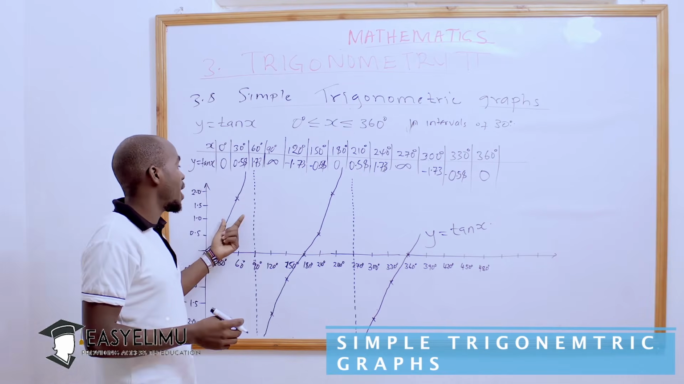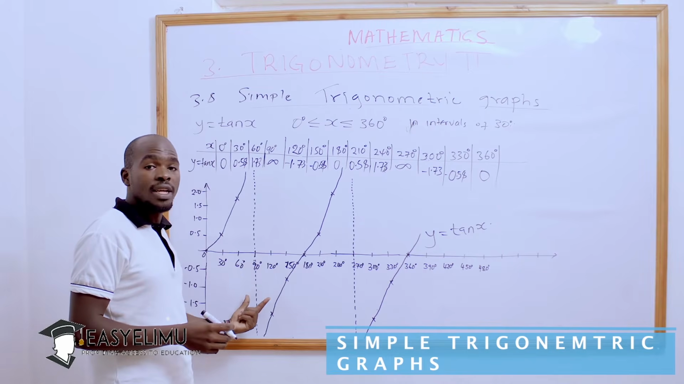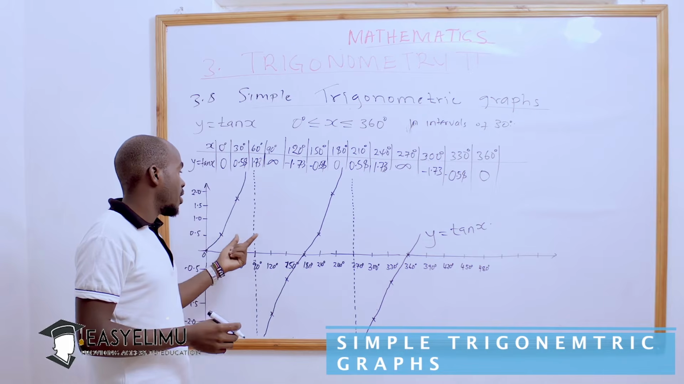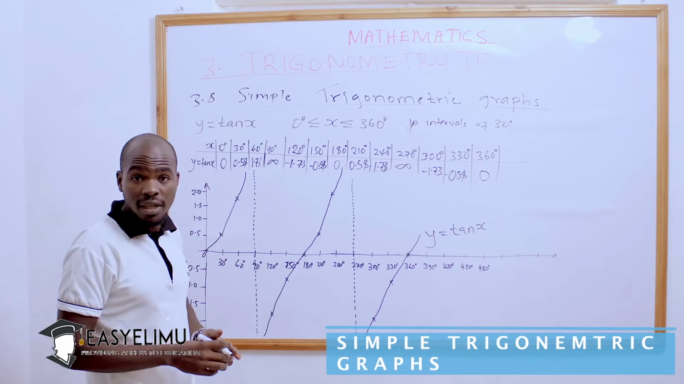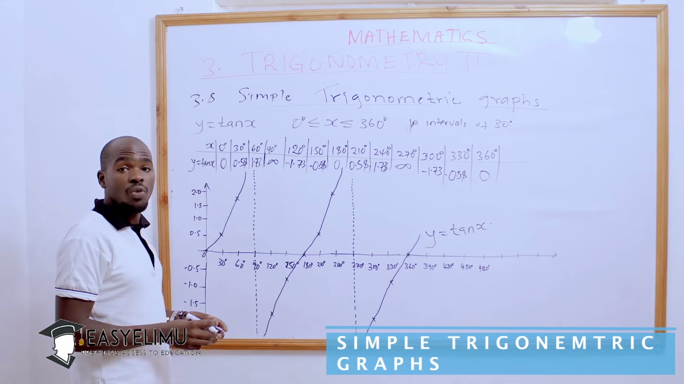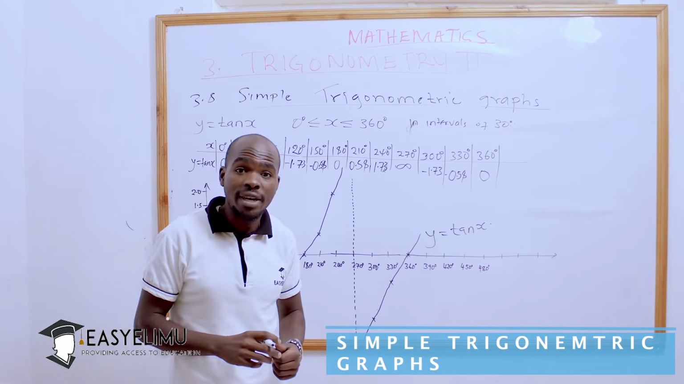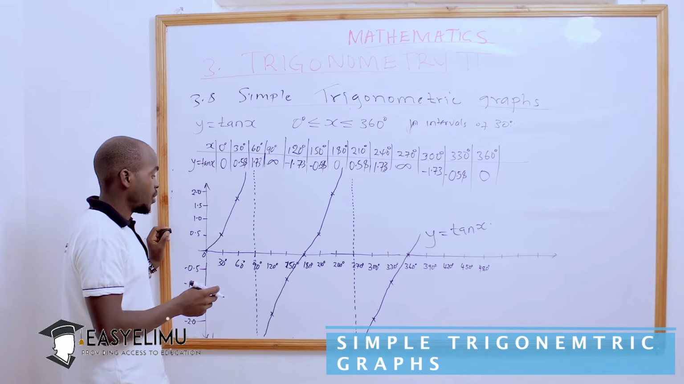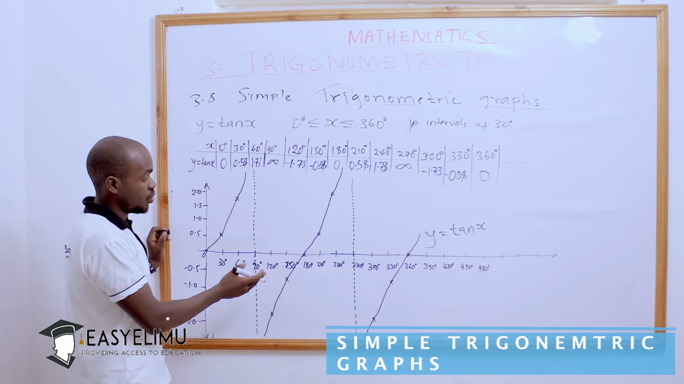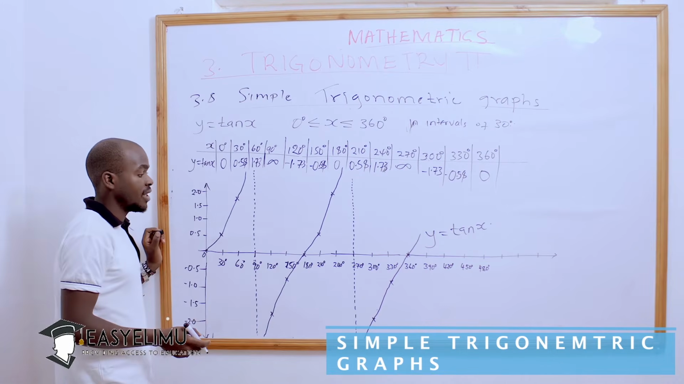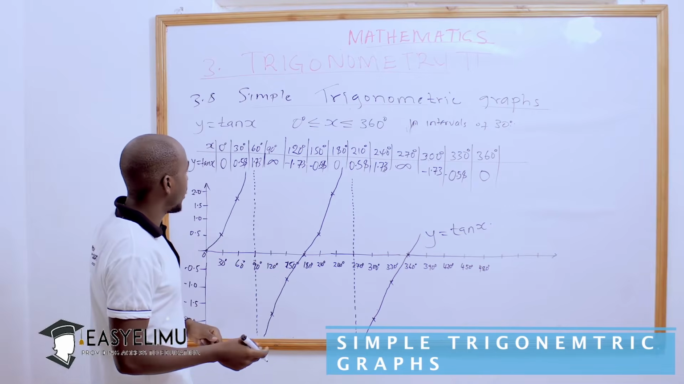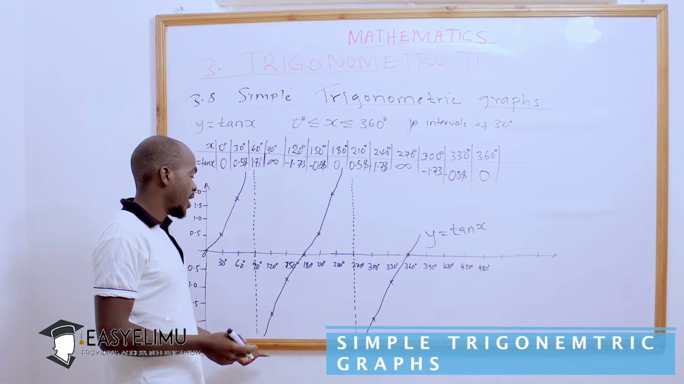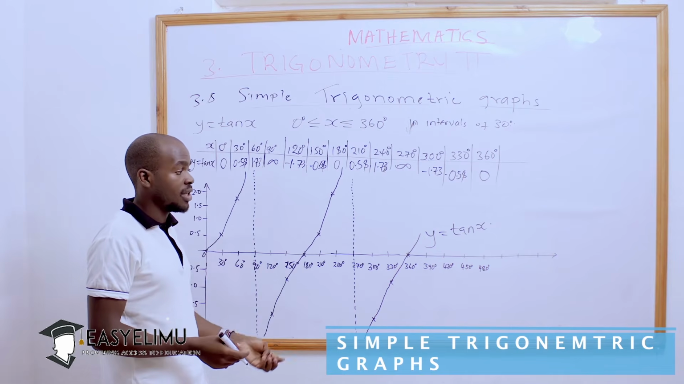At the point where the graph is not touching the line x equals 90, we say that the points are undefined. It is not touching at 270 and at 90 degrees. So these points are undefined, and the graph looks as if it's parallel, then originates from negative infinity again to positive infinity as it continues that way.